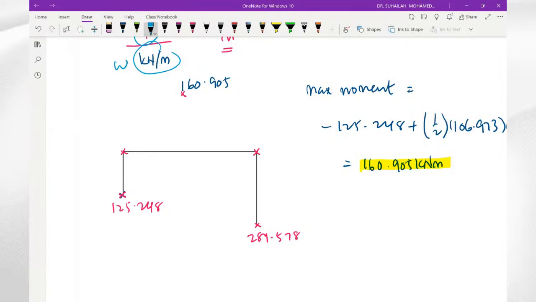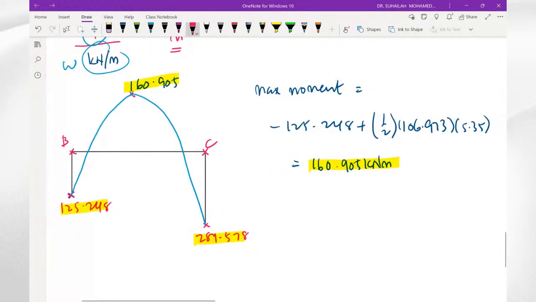Okay, so what we get is like this. Okay, this is the BMD. This is the maximum moment. So this is for member BC.